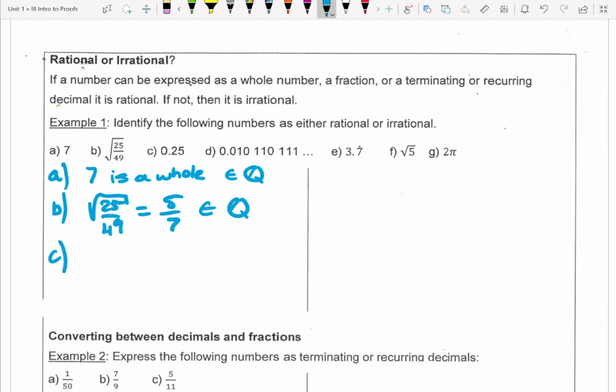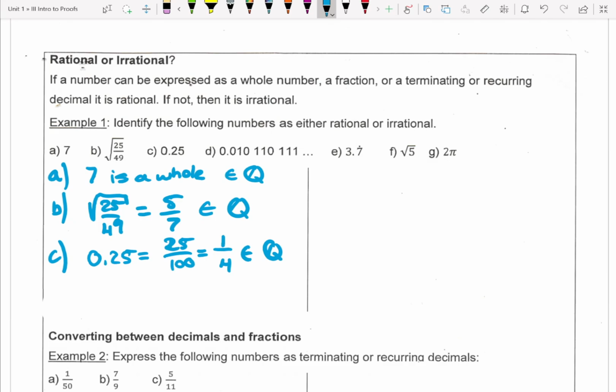Part C, we have 0.25. Now 0.25 is just 25 over 100, which if we divide both, we can see is a quarter. That is definitely rational because it's 1 over 4.